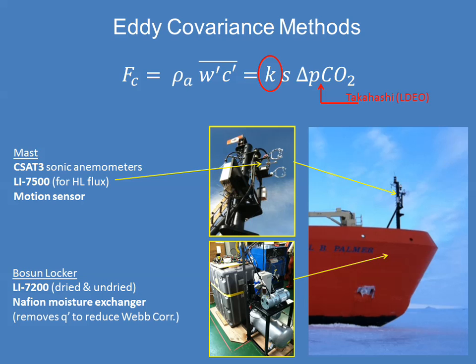In terms of our equipment that we installed, on the mast we have 2 sonic anemometers, an open path gas analyzer for water vapor, and a motion sensor for correcting the winds. And below deck, we have 2 LI-COR 7200s, closed path gas analyzers for measuring CO2 and water vapor. One is dried, and that's the one we end up using for CO2 flux. Drying the airstream reduces the fluctuations in water vapor, so that effectively reduces the WPL correction to close to nothing.